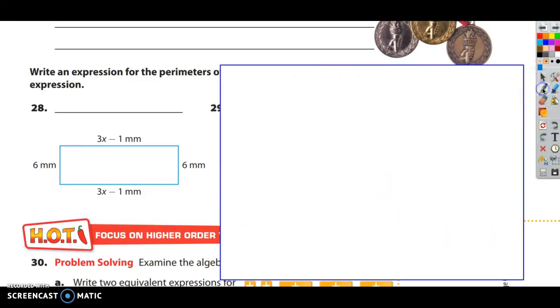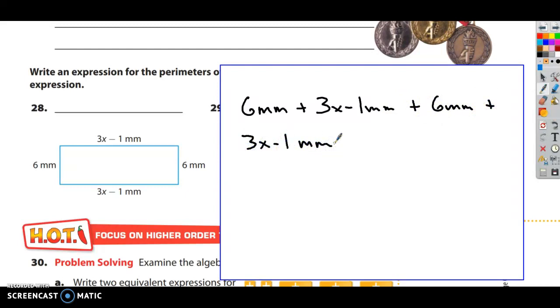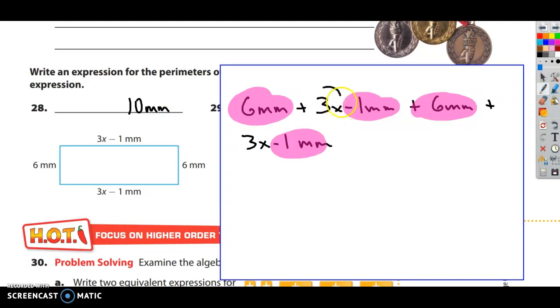And if I add up 6 mm plus 3x minus 1 mm plus 6 mm plus 3x minus 1 mm, this is kind of like combining like terms. Do you notice all the mm's? We can call it millimeter. We've got 6 mm and 6 mm, that's 12, and then minus 1 would be 11, and minus 1 would be 10. We have a total of 10 mm. And then we have some x's we can add. We've got 3x and 3x. What's 3x plus 3x? It's 6x. And then that's going to be added together. The answer to this one is 6x plus 10 mm.